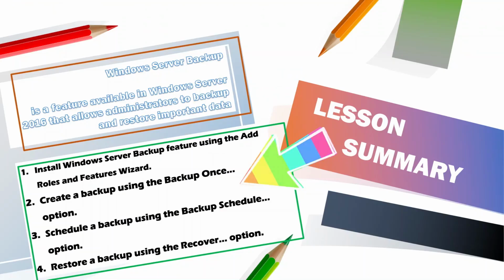And that's it. Let's have a lesson summary. Windows Server Backup is a feature available in Windows Server 2016 that allows administrators to back up and restore important data. In this lesson, we have learned the following. Install Windows Server Backup feature using the Add Roles and Features wizard. Create a backup using the Backup Once option. Third, we have scheduled a backup using the Backup Schedule option. And lastly, we have restored a backup using the Recover option.